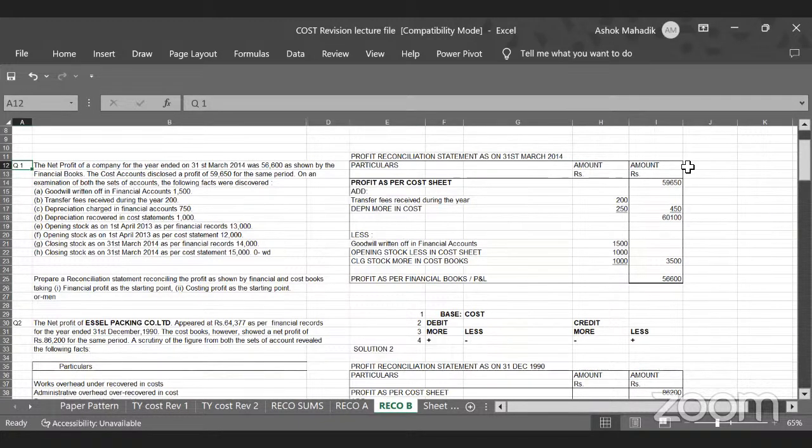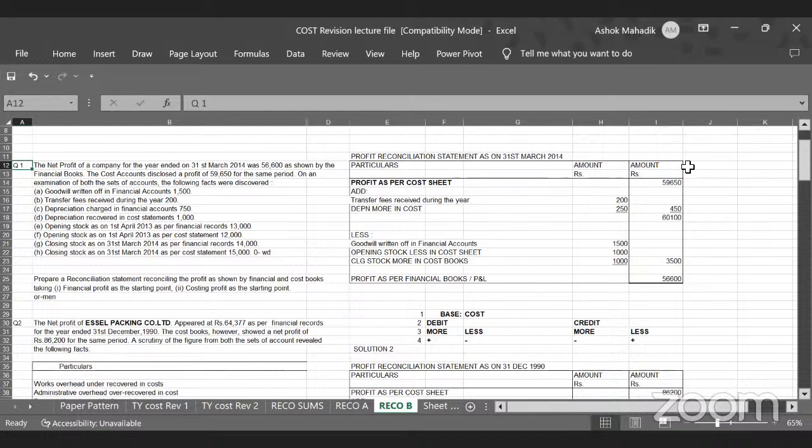So I'll read the question. The net profit of a company for the year ended 31st March 14 was 56,600 as shown by the financial book. So this profit is shown by financial book. I told you profits from two books will be different. Which two books? One is financial books and second is cost books. Cost books means cost and financial books means P&L account, trading book. So these two books show different profit in 99% of cases.